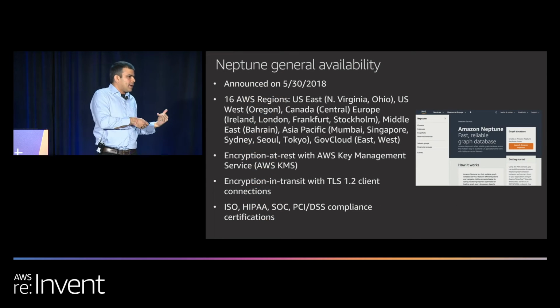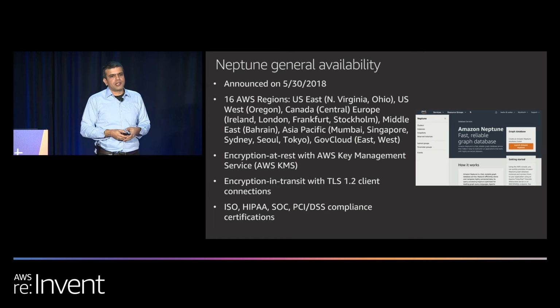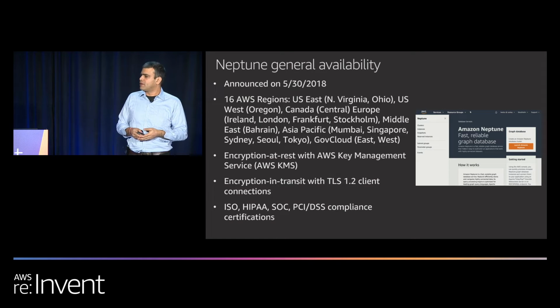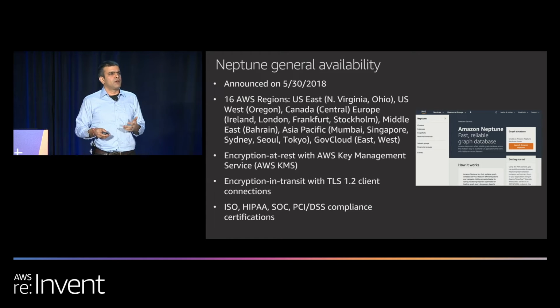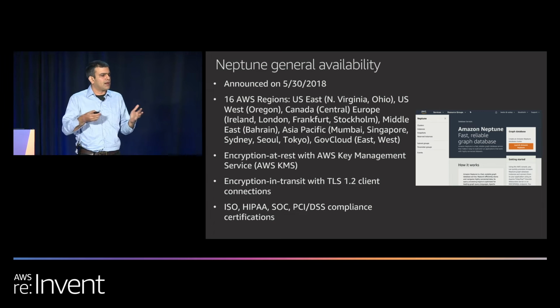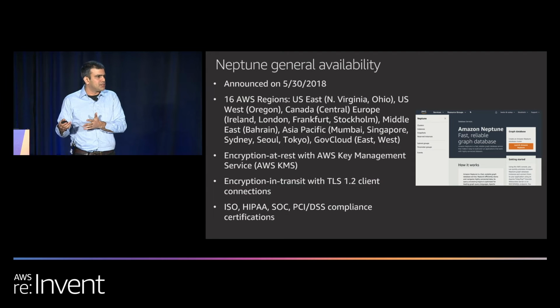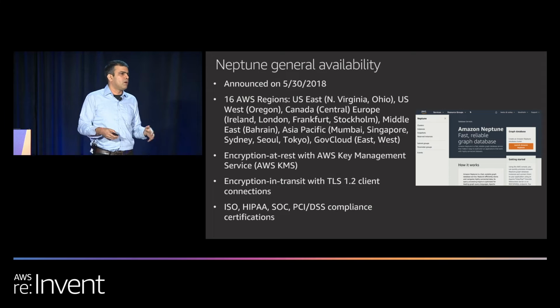So going back, we announced general availability of Neptune roughly 18 months ago, and it's been a tremendous journey. We started with somewhere around 4 regions, and right now we have 16 regions, which includes 14 commercial regions and 2 GovCloud regions in the US. And we continue to expand on a monthly basis.